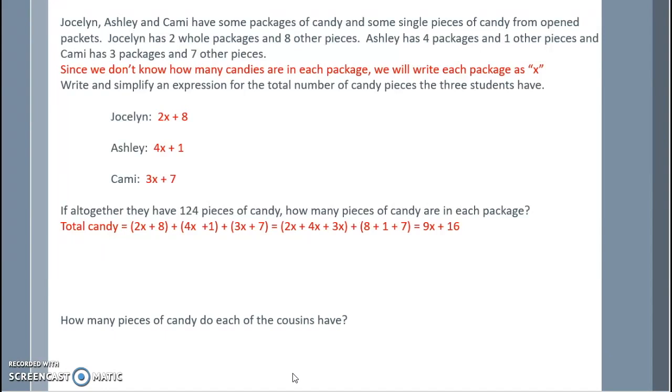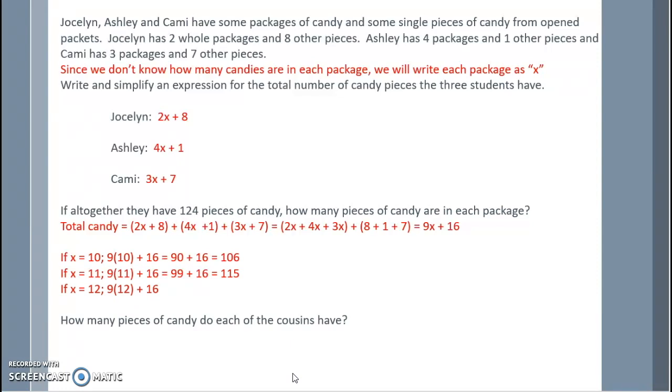Let's see if we can determine how many pieces of candy are in each package. Let's start with 10. 9 times 10 plus 16 is 90 plus 16, which is 106. Not quite there yet, so let's try 11. 9 times 11 is 99, plus 16 is 115.